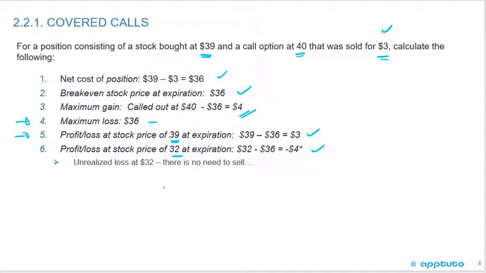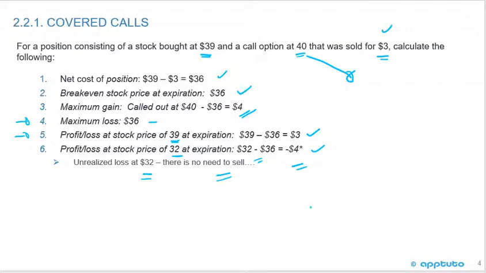Now, I put a star there because that's just an unrealized loss at 32. There's no need to sell. So I have an obligation to sell at 40, but the stock price is 32. The option's not going to be assigned, because the buyer of the option is going to go out and buy the stock at 32 if they want. So the option's going to expire. The stock price is at 32, and I have an unrealized loss of $4. But I don't need to sell the stock.